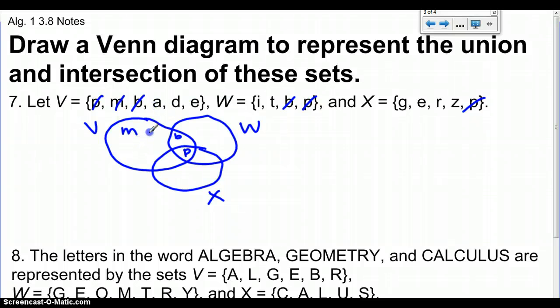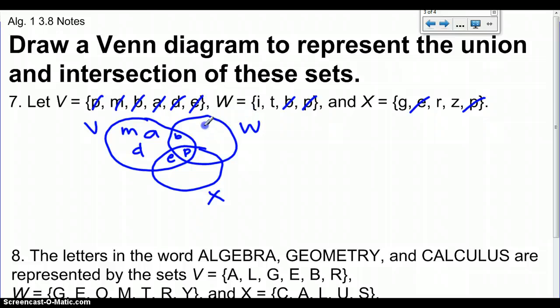A is only in V, so A is in the V section. D is only in V, so we put D right here. E, if we look, is in V and X, so that will be in this intersection. So we cross it off of both. Since V is done, we can move over to W.